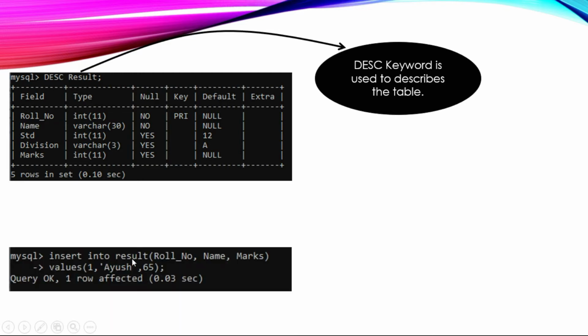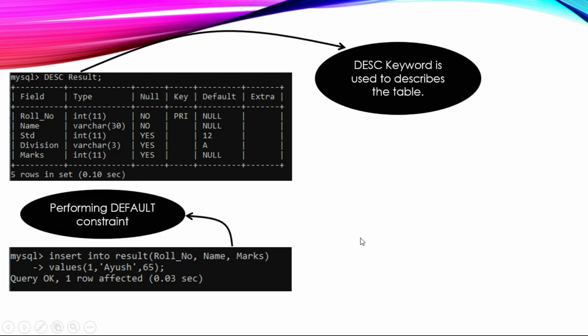So here insert into result. I'm going to insert only 3 values. So roll number, name and marks. I'm going to specify the name of the columns in which I need to insert the values. So value 1, comma, 1 will go in roll number, Aish will go in the second column name and 65 will go in marks. So here I am not specifying standard and division because for standard and division the default values I have given are 12 and A. So here I am performing default constraint.